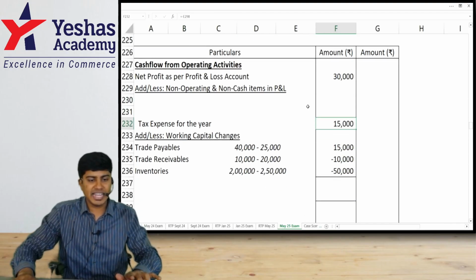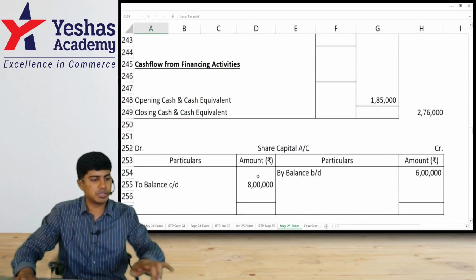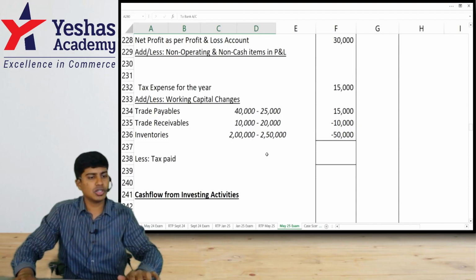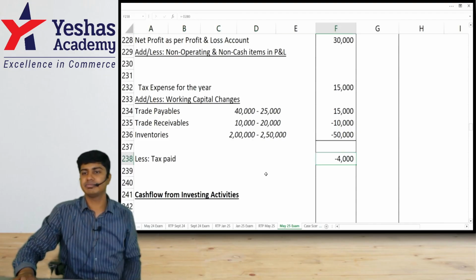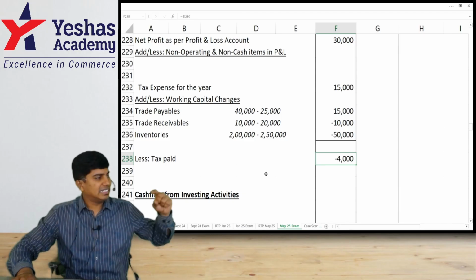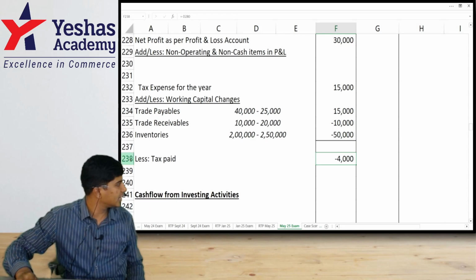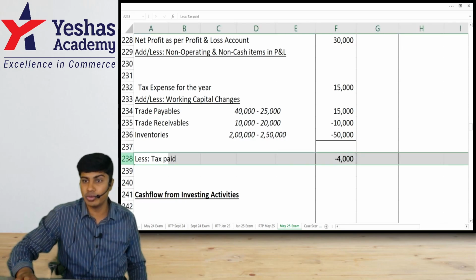How much do I add back? 15. And tax paid is how much? We arrive at tax paid here. How much is tax paid? This 4,000 tax paid will be deducted here. Provision for tax created during the year is added back. Tax paid during the year is deducted. That's what we should be doing.